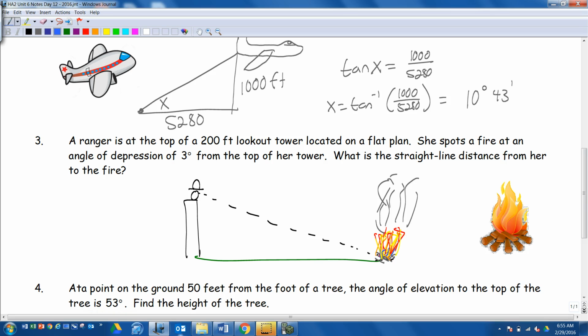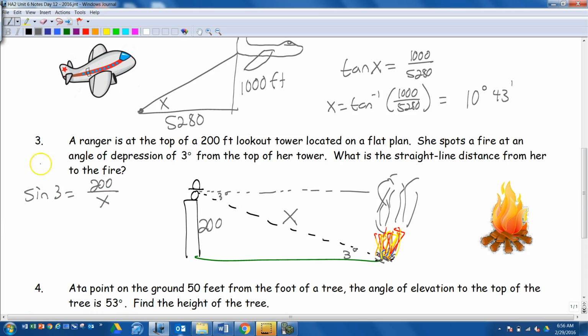Okay, anyway, angle of depression is 3 degrees. What that means is it's the same thing as the elevation. If you look straight ahead and then down, this is 3 degrees, which means that this is still going to be 3 degrees down here at the base. We know that the tower is 200. We want to know what is the straight line distance from her to the fire. That is not the ground distance, that is the straight line distance from her to the fire. So I have an angle, an opposite, and a hypotenuse. So I'm going to use sine of my angle is equal to opposite over hypotenuse.